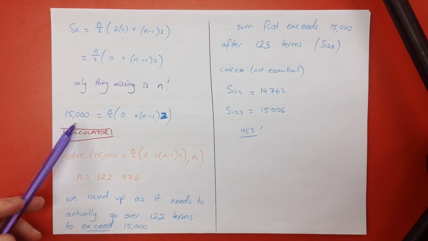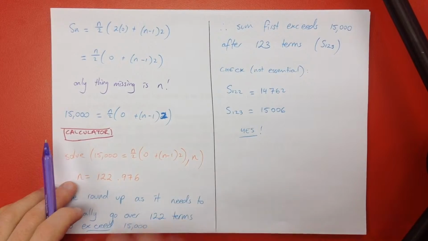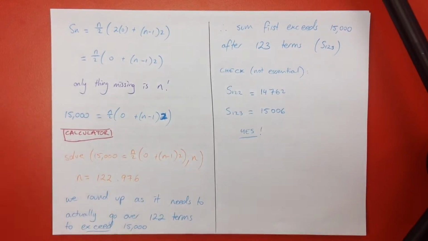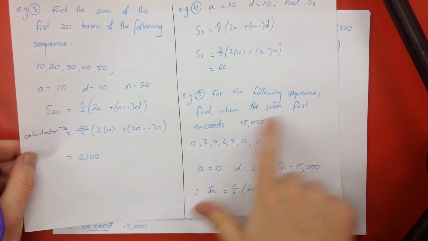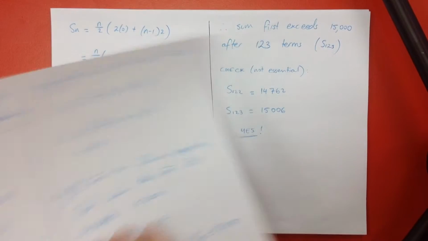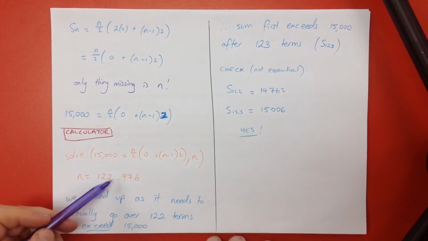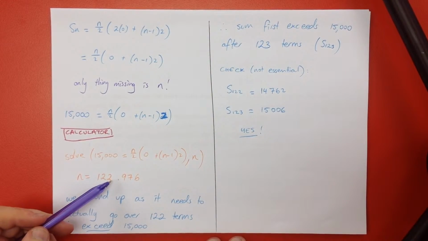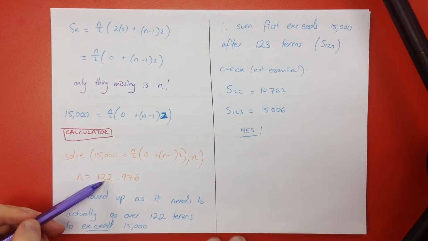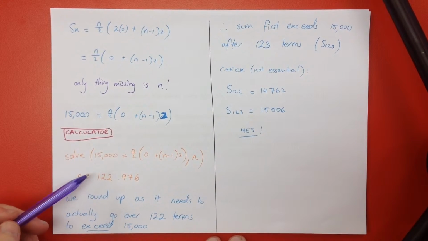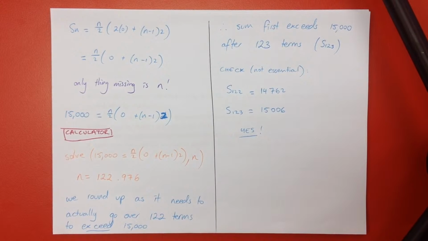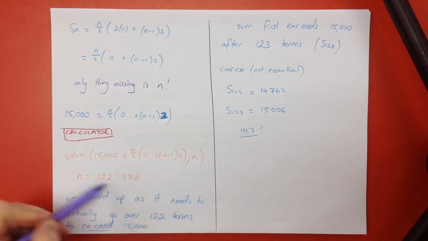total 15,000. So to get up to 15,000, we're being asked for when it first exceeds, do you remember in the question? Sum first exceeds 15,000, but it's hitting 15,000 almost at the 123rd term, and it hasn't hit it obviously at the start of the 122nd term. So 122 terms is going to be less than 15,000. 123 terms is going to be more than 15,000.